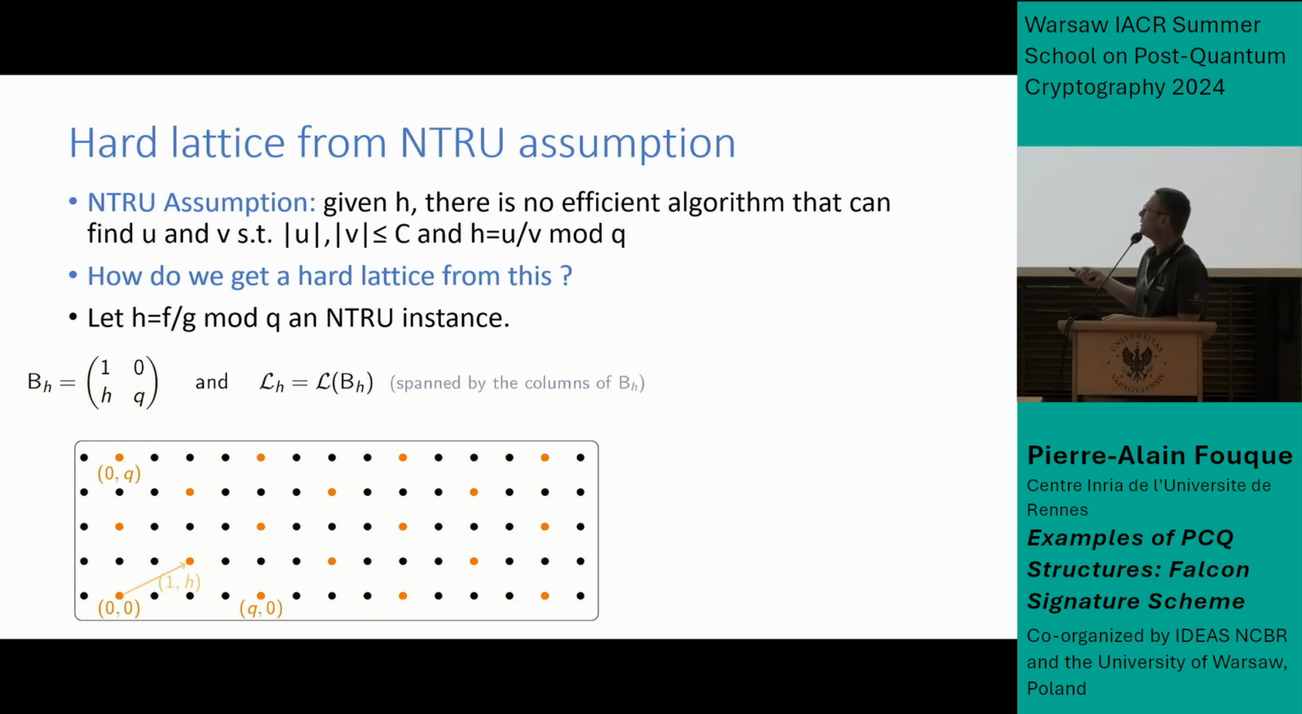Okay, this is a matrix of polynomials. So here, h is a polynomial, and we also see 1 and q as polynomials.